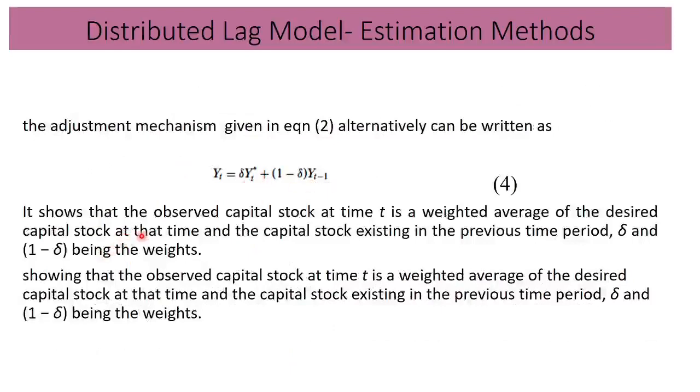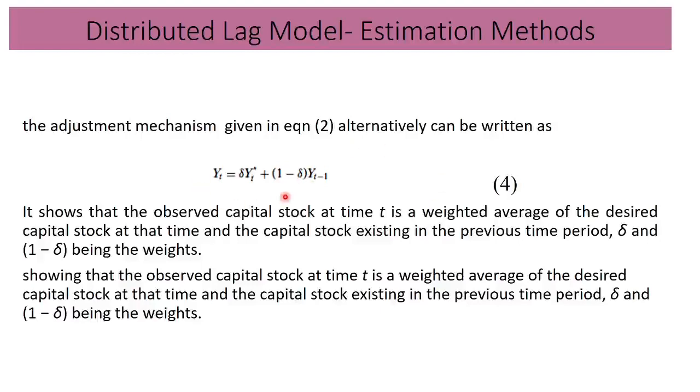It shows that the observed capital stock at time t is a weighted average of the desired stock of capital at that time and the stock of capital existing in the previous period, the weights being delta and 1 minus delta. That is, the actual stock of capital depends upon the desired stock of capital and the stock of capital in the previous period, by a weighted average of delta and Yt minus 1 by 1 minus delta.